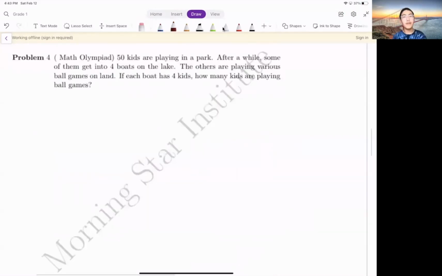Problem 4. 50 kids are playing in a park. After a while, some of them get into 4 boats on a lake. The others are playing various ball games on land. If each boat has 4 kids, how many kids are playing ball games?